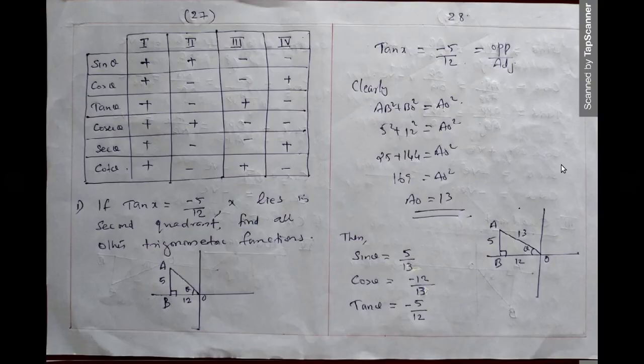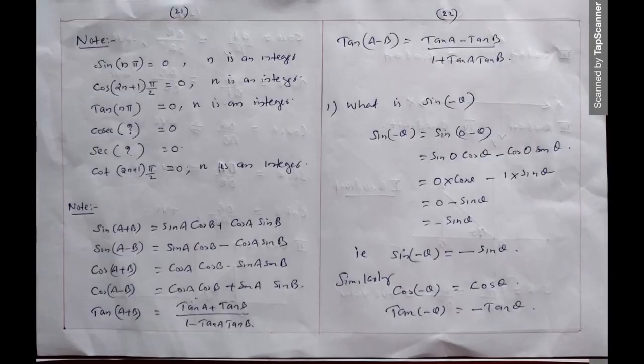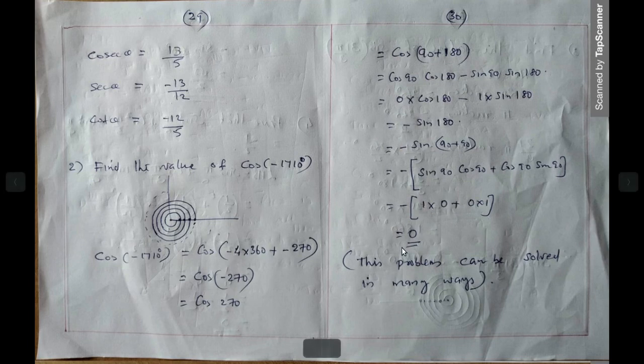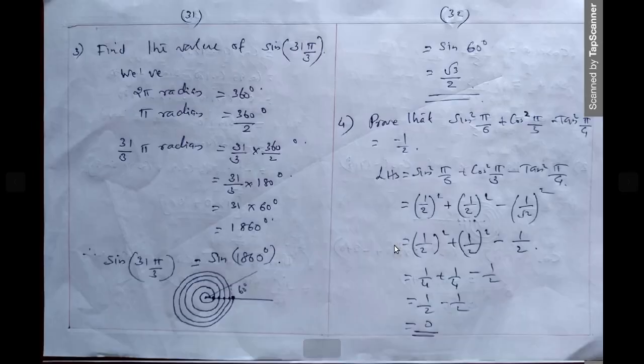We have the formula here: sin(A+B) is equal to sin A cos B plus cos A sin B. So by using the result, you can simplify this: sin 90 cos 90 plus cos 90 sin 90. Sin 90 is 1, cos 90 is 0. So you will get the answer 0. Minus 0 is 0. This problem can be solved in many ways, so this is one of the methods, right?